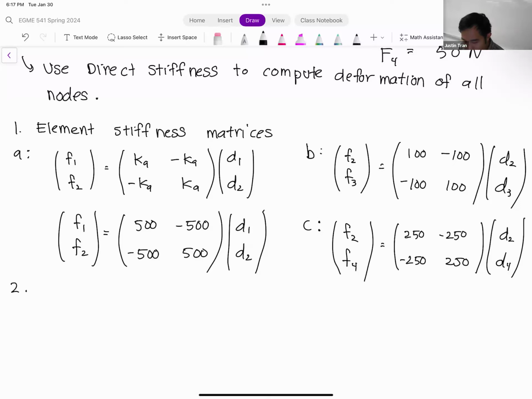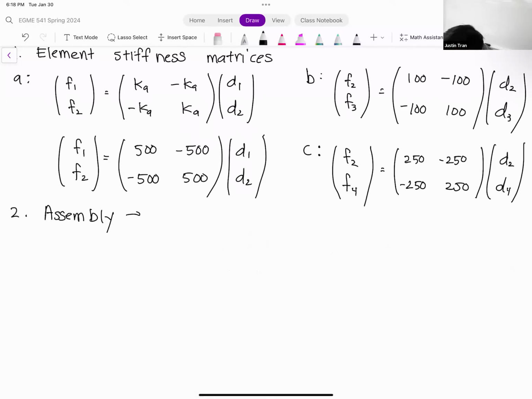All right, so step 2 is going to be assembly. Now that we have these 3 element stiffness matrices, we need to combine them into one linear system so we can solve it all together. Okay, so since we have 4 nodes, our global linear system will be a 4 by 4, so four rows and 4 columns.